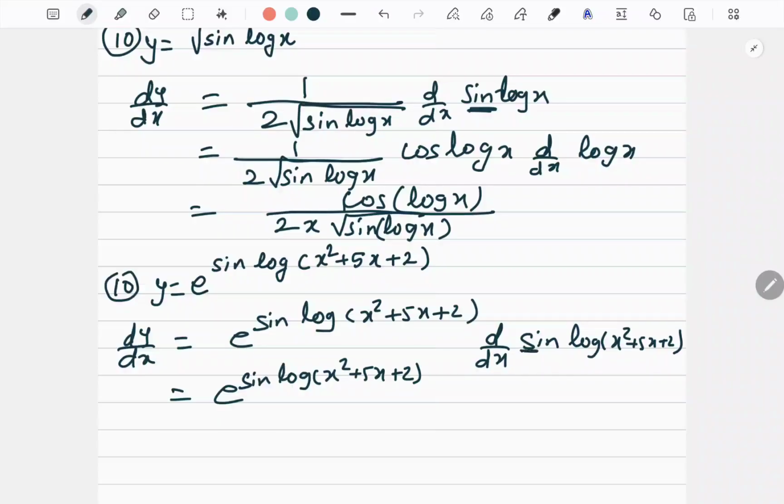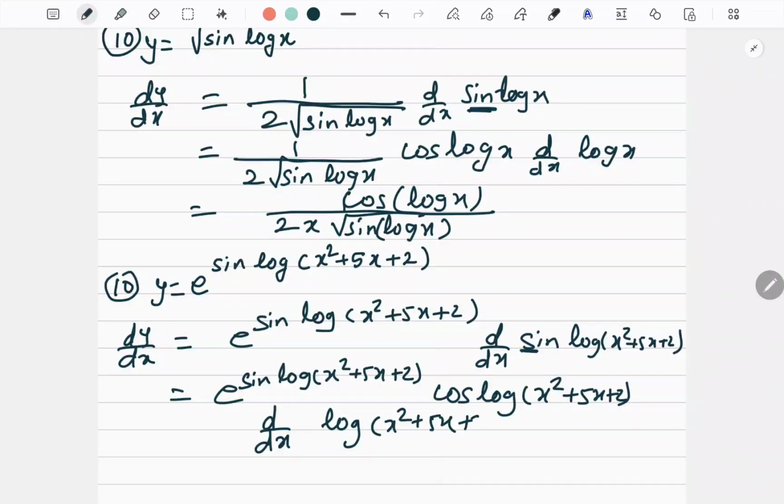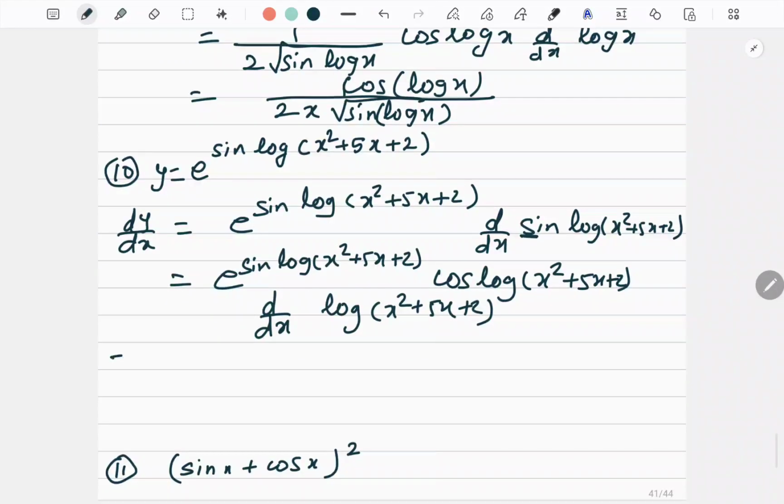Now what is d by dx of sine? Cos. So cos log (x square plus 5x plus 2), and d by dx of, now after sine who is sitting? Log. So log of x square plus 5x plus 2. So next step, e to the power, I am writing just like this to save space. Then cos log of, again I am writing this whole thing in a bracket. d by dx of log means what?